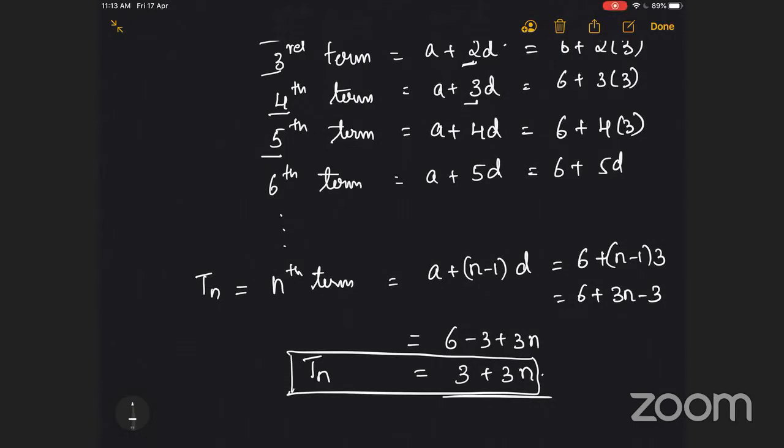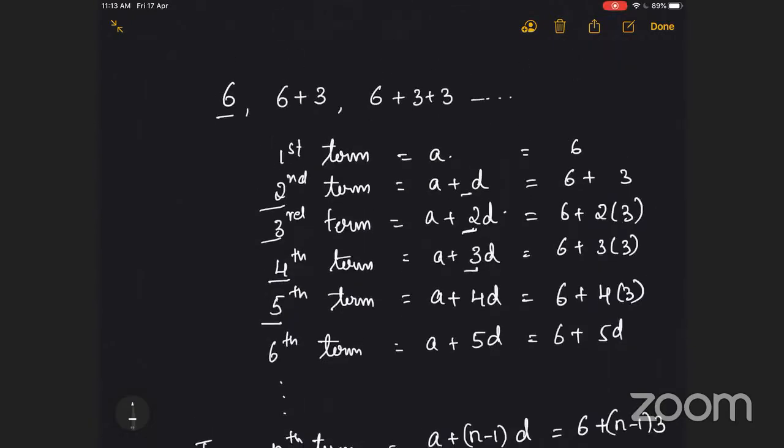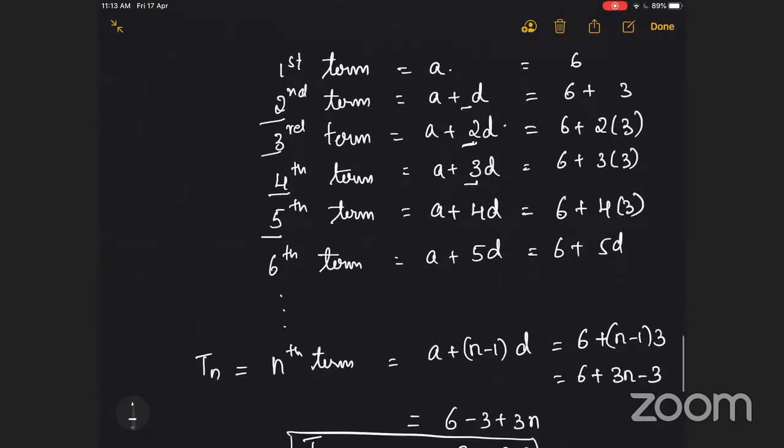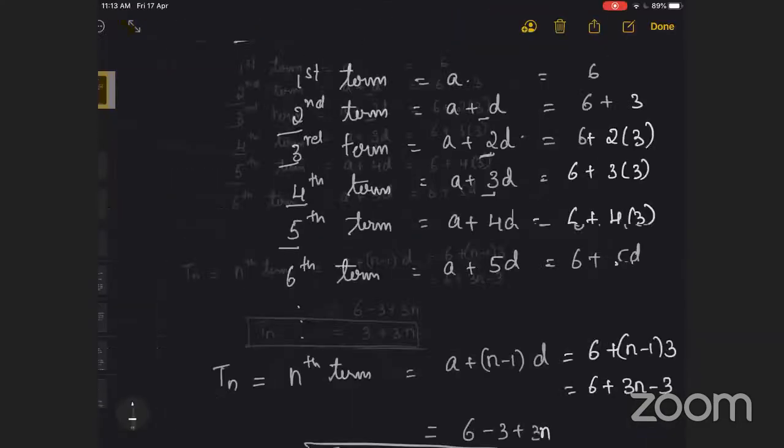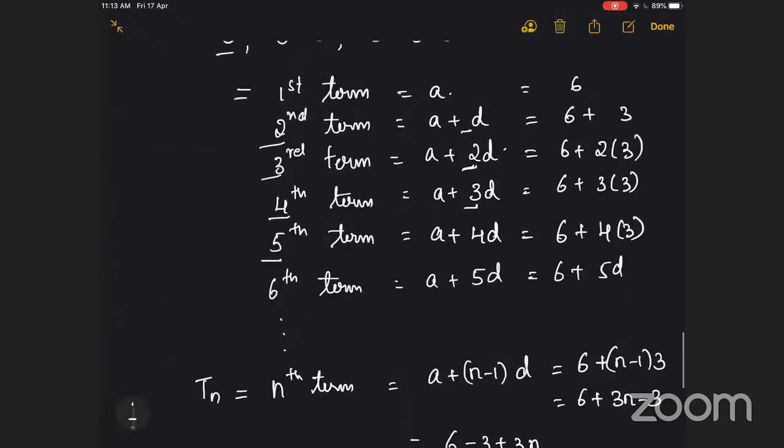So we have written all these. Now what are the AP, like where is the list? So can I say the first term is 6, the second term is 6 plus 3 is 9, and the third term 6 plus 2 times 3, that is 12, and the fourth term 6 plus 3 times 3, that is 15. 12 plus 6, 18, this will be 21, and so on.